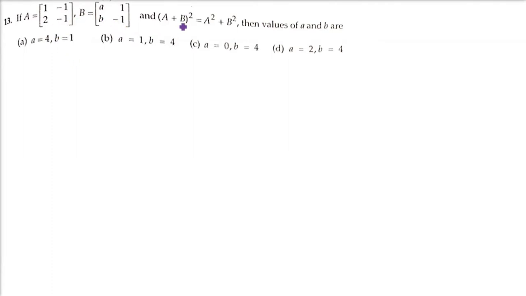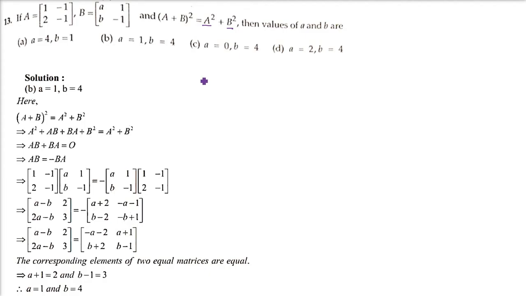A and B is this. A plus B whole square is A squared plus B squared. Then values of a and b are. So let us do step 1. That is, let us see what we get from A plus B whole square. In this A plus B whole square, we will do this opening properly. Please remember, A plus B whole square cannot be written as A square plus B square plus 2AB. It has to be written as A plus B into A plus B. So this is the proper multiplication we have to do.